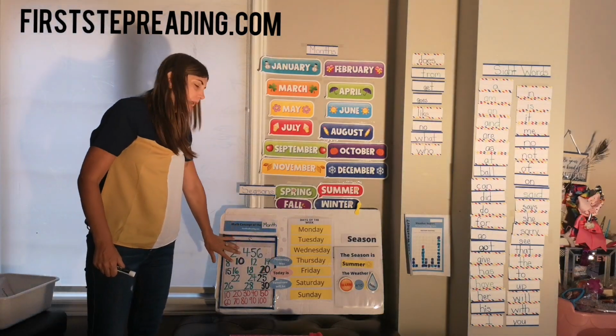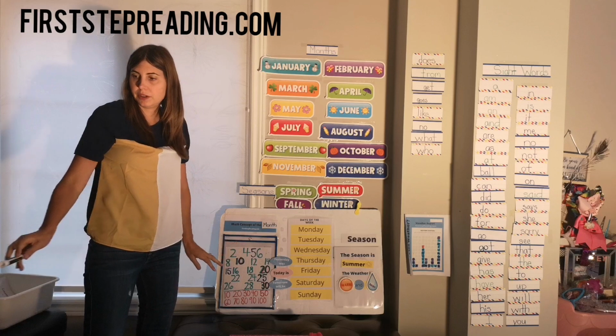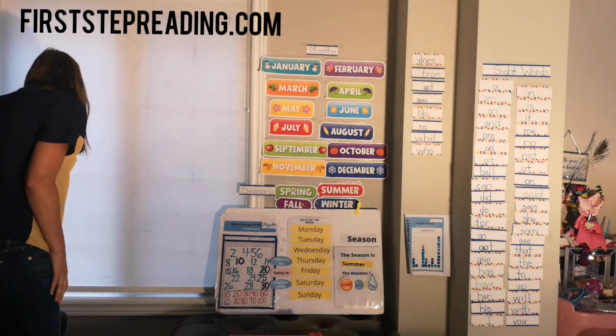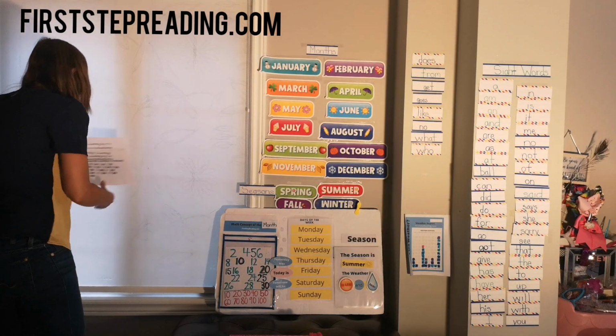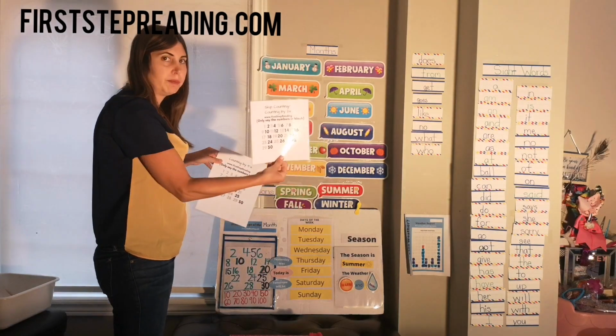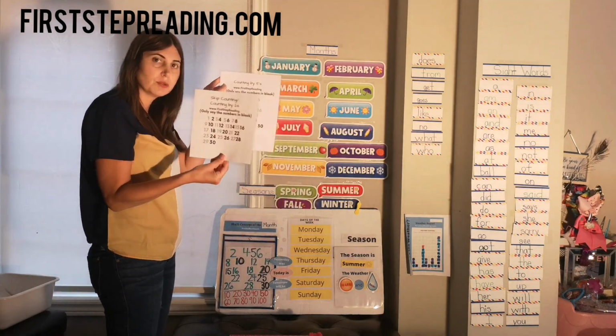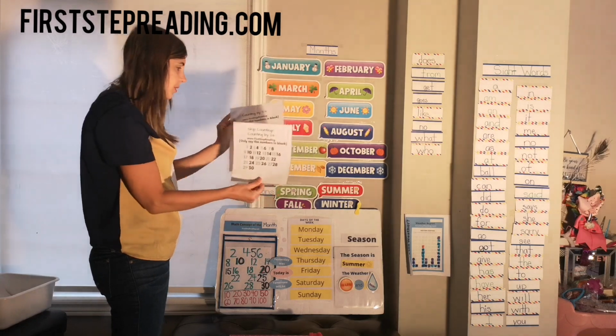Now we're moving to math. I'm going to get you your sheets you need. If you have this sheet, counting by 2s or counting by 5s, this is when you can look at it. You read the numbers in black.